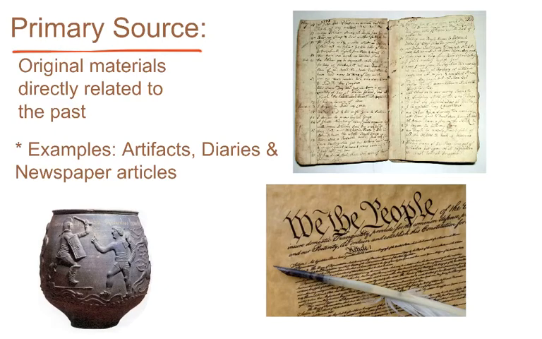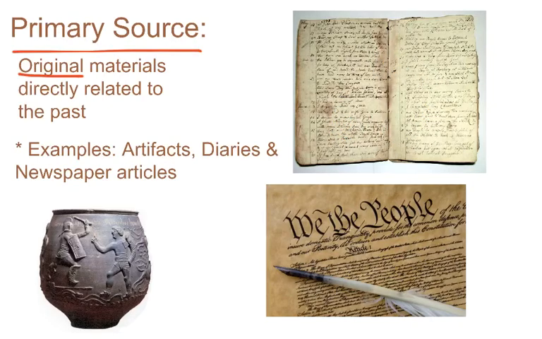Now, a primary source is original materials directly related to the past. Now, this is a variety of different things. Our examples that we have here on the pictures are an artifact. As we can see, this artifact here is from the Roman era, Roman warriors fighting each other. The next one that we have is the Constitution, right there, the U.S. Constitution, we the people, right? That's where it is right there. And the last one we see here is a diary entry.